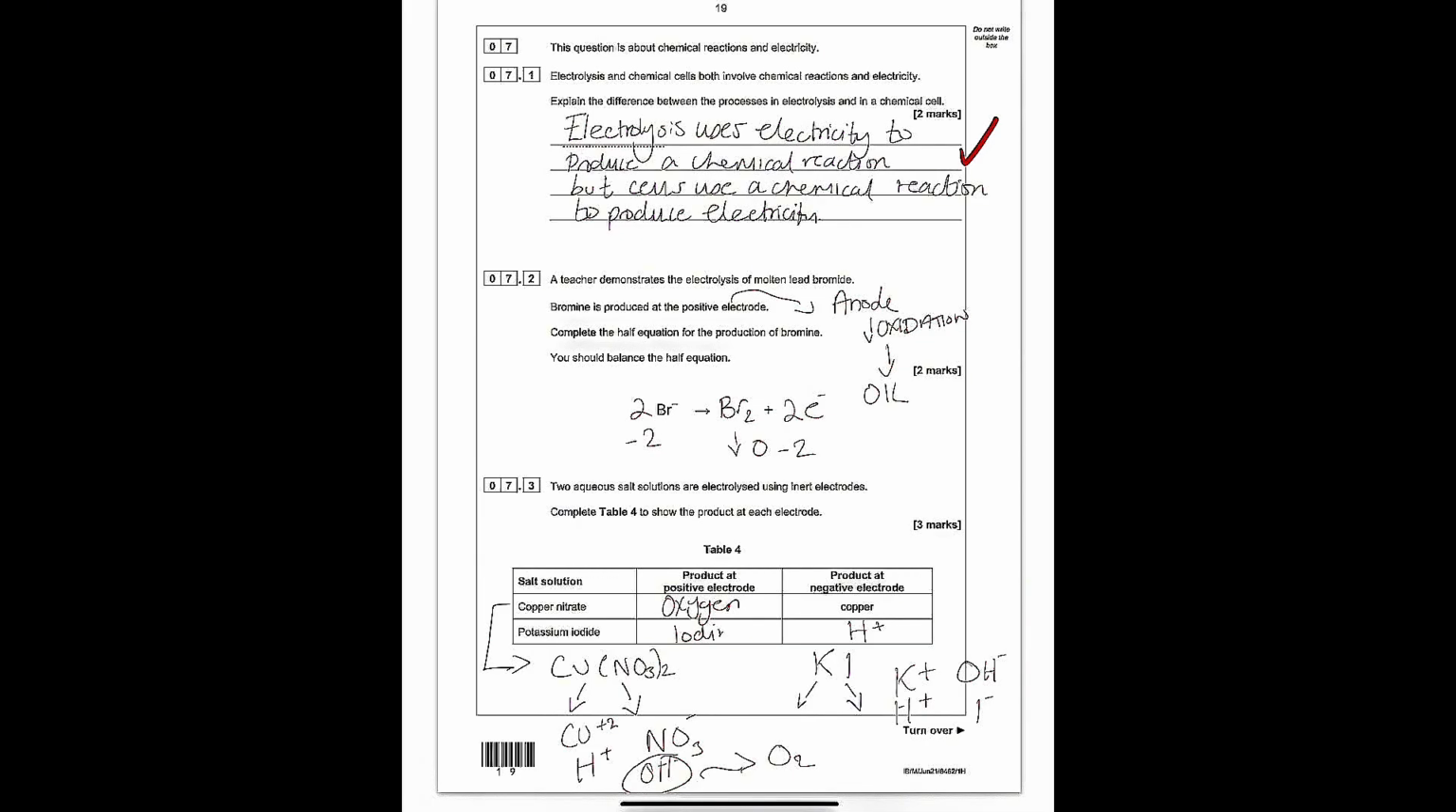Remember the rule at the anode: if there's a halogen present, then that will be preferred first at the positive electrode, which is the anode.